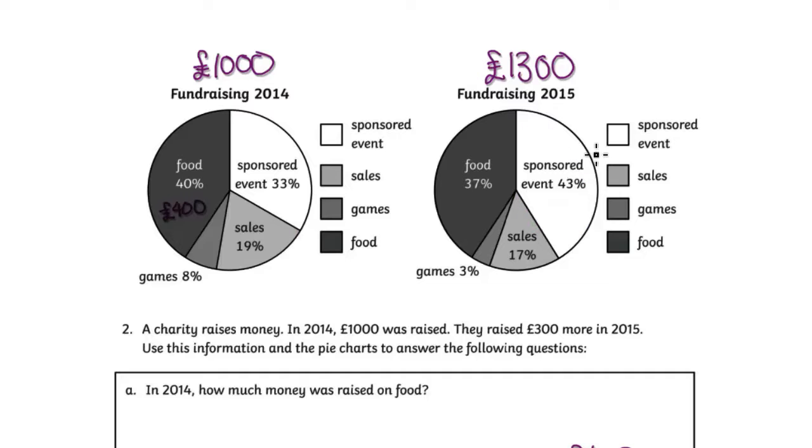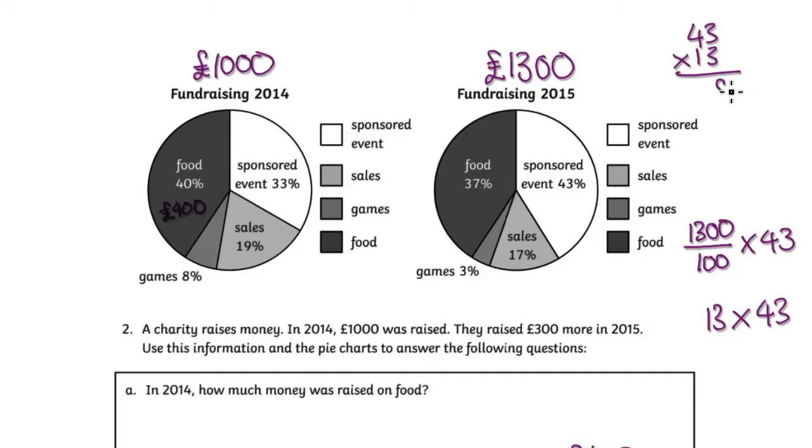For this one, get your whole pie, which is 1,300, cut it up into 100 equal pieces, and then you want 43 pieces, so times 43. If you simplify this, it would be 13, and then you times 43. 3 times 3 is 9, 3 times 4 is 12, and then 1 times 3 is 3, 1 times 4 is 4. So this would be 559. So the amount raised here would be 559. Let me just clean this up. Bear with me.